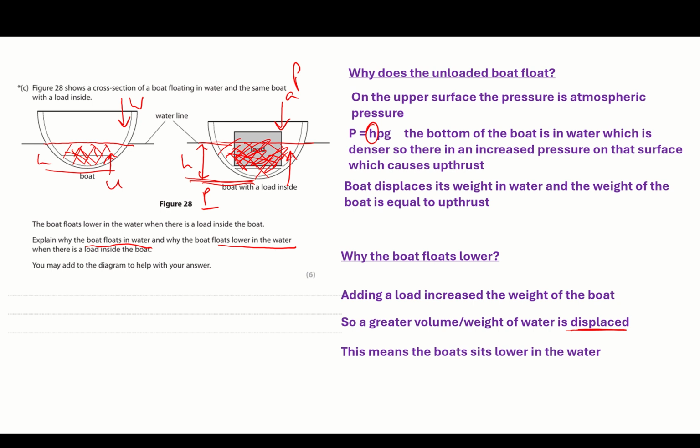And I think that answers it quite well in terms of 6 marks. But if you want to have a good look at the mark scheme and see if there's other sentences or other parts that you'd like to include, I think that's enough to get 6.